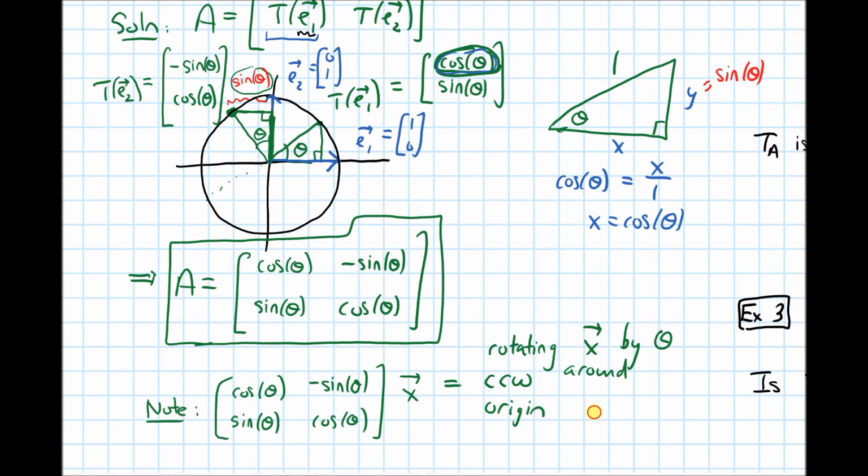And that's pretty cool, I think. I would encourage you to try it. Maybe play around: pick a value of theta, something simple, and pick a value for the vector x. Try multiplying this matrix by the vector x and see if what you get out is a vector that corresponds to rotating the vector x by theta counterclockwise.